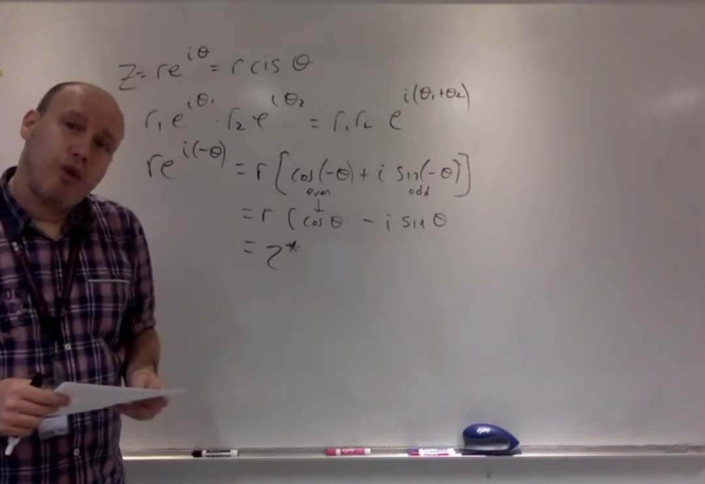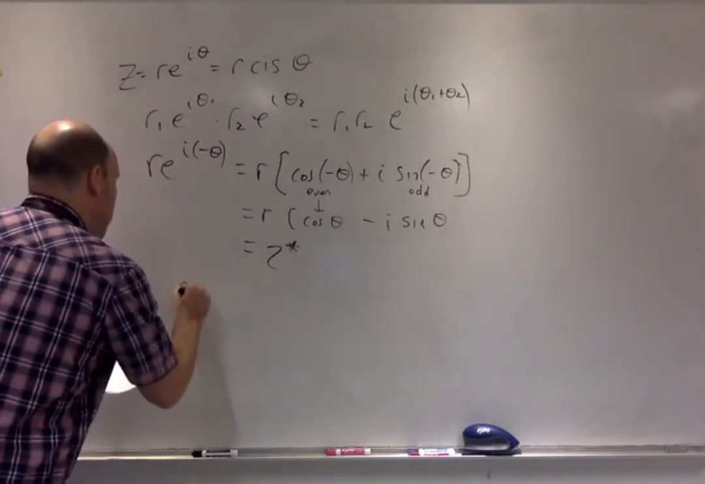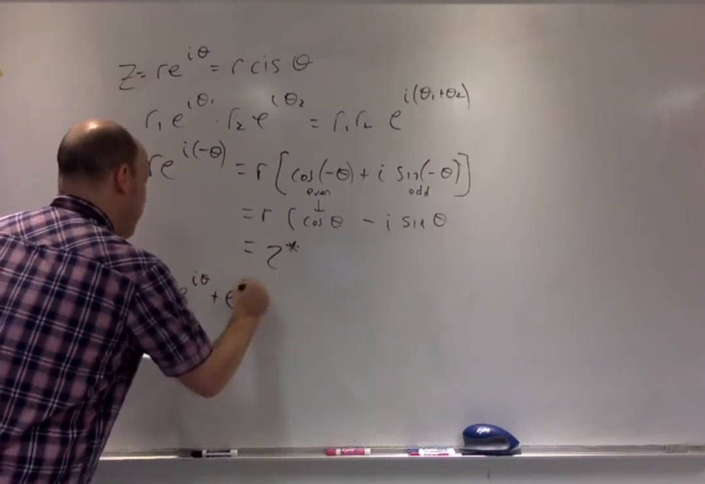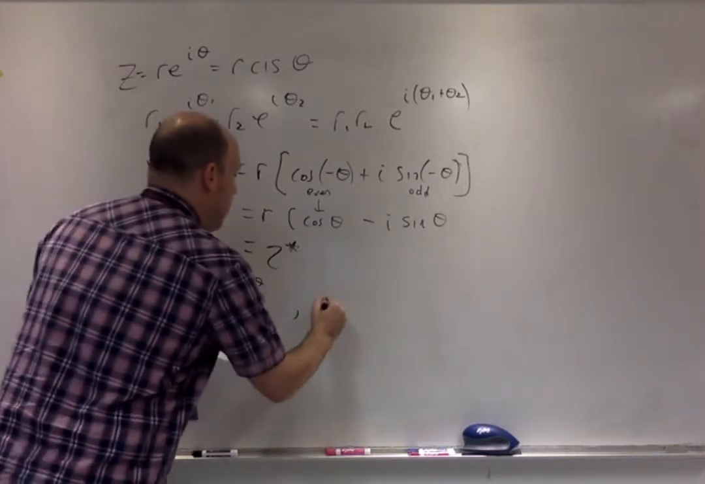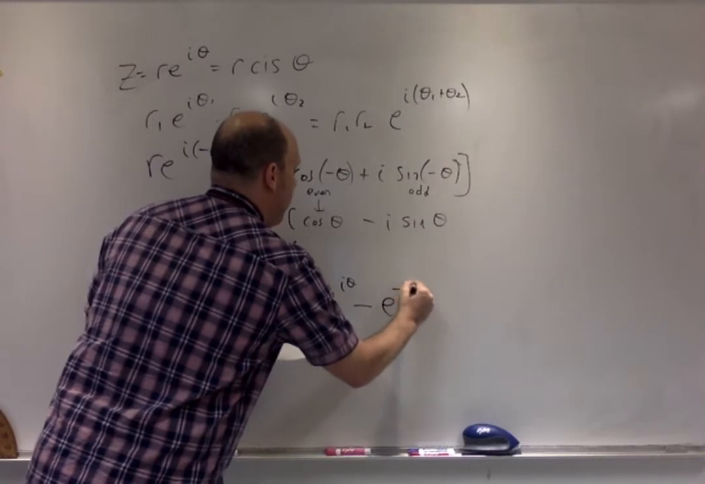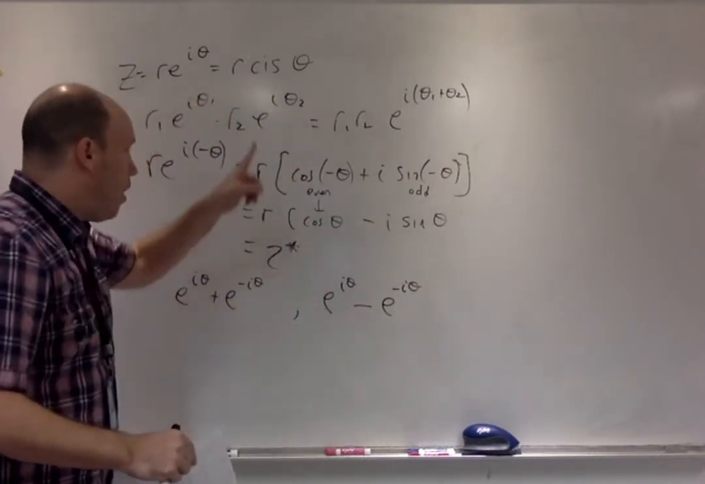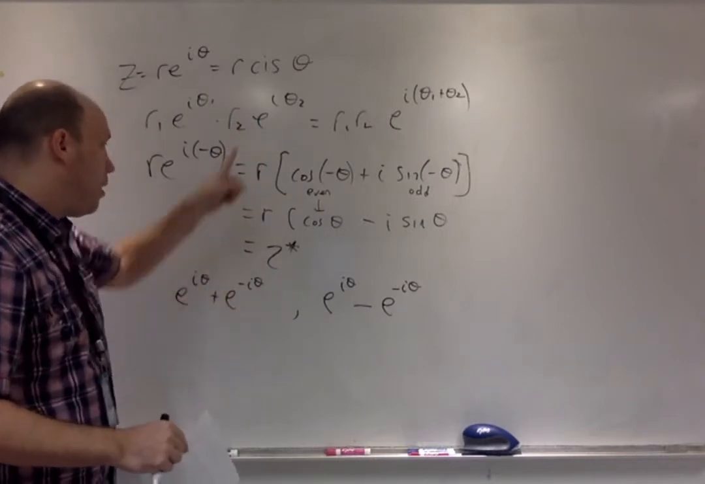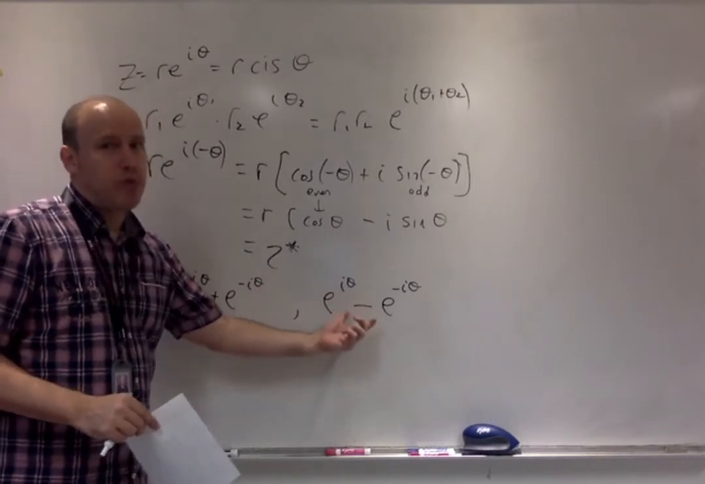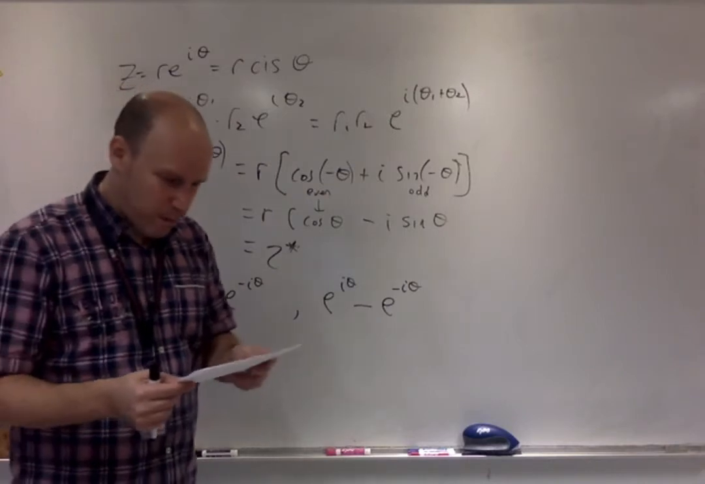What I'd like you to do on your own is manipulate some of these. I want to know what e to the i theta plus e to the negative i theta is, and I want you to manipulate e to the i theta minus e to the negative i theta. I want you to see what identities you come up with. Once again, convert this into your cis, and then see what happens. When you add it, what happens to the reals? When you subtract it, what happens to the reals and the imaginaries? You'll get common results. It should be familiar to you.